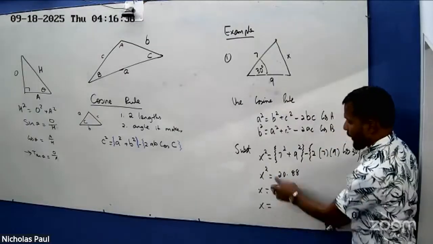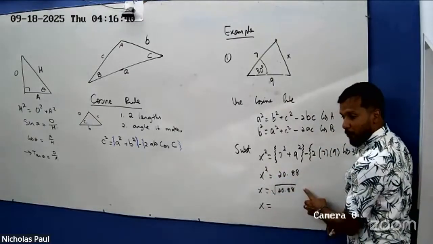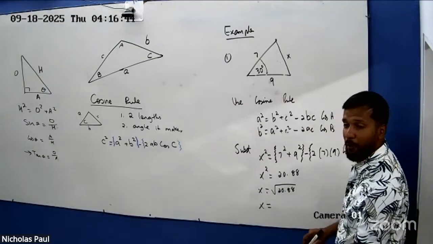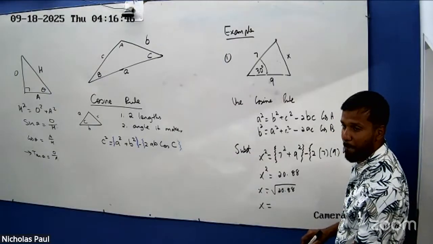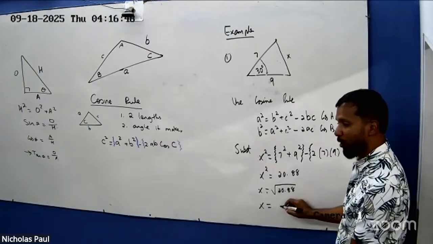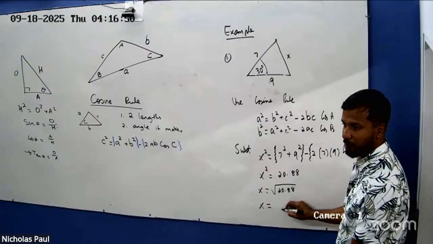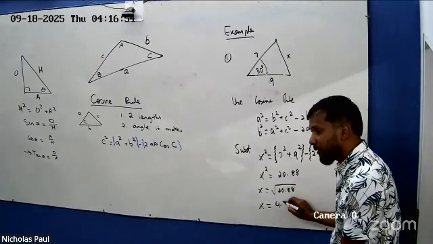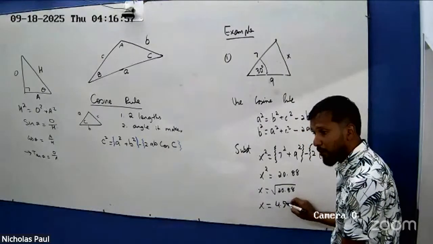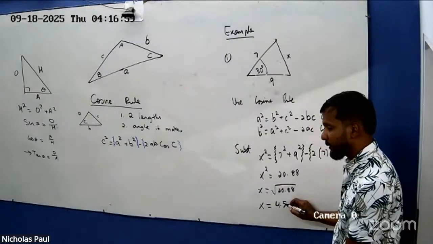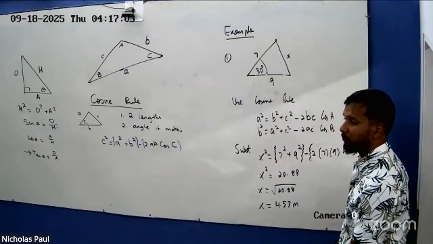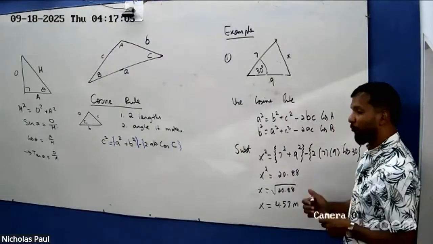Because when you move across the square, it becomes square root, right? Tell me what you get, to two significant figures. It might be different for those who didn't round off, right? 4.57.